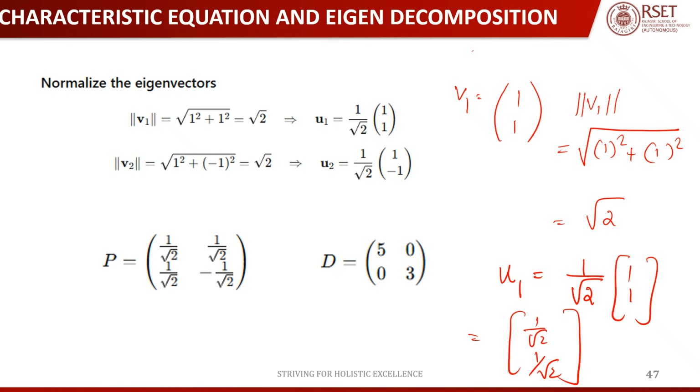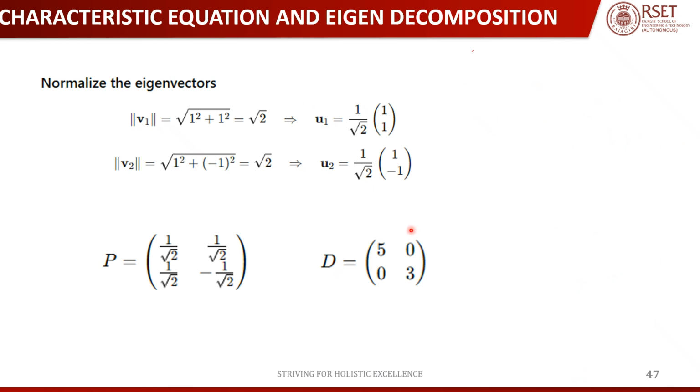And similarly u2. For u2 also we have v2, which is equal to 1 comma negative 1. For this 1 comma negative 1 also, the norm of v2 will be equal to 1 square plus negative 1 the whole square, which is equal to root 2. And then we'll just divide v2 by the norm of v2. So v2 was 1 comma negative 1. When dividing by root 2, we have this particular vector.